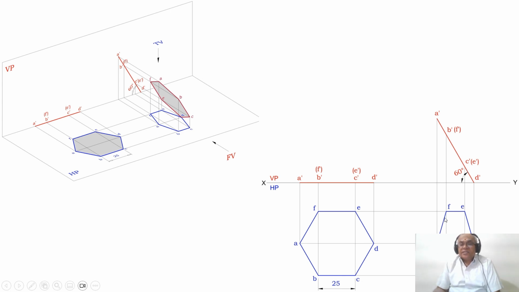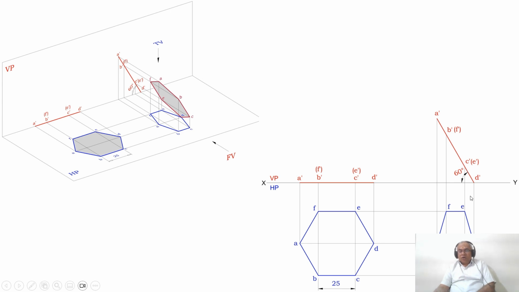Now once you get this, you mark them A, B, C, D, E, F and A. Then join A to B, B to C, C to D, D to E, E to F and F to A with a dotted line. So now you got the second position top view. Here in the second position top view, none of the lines are parallel to HP. Therefore, the entire figure becomes the apparent length.